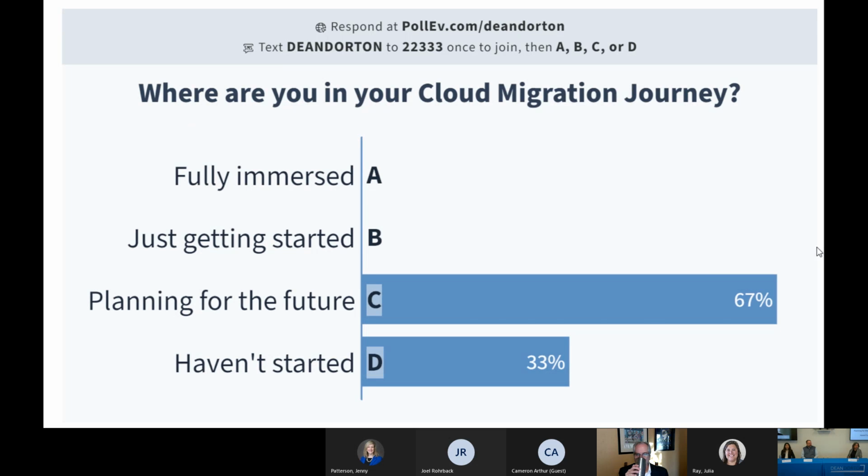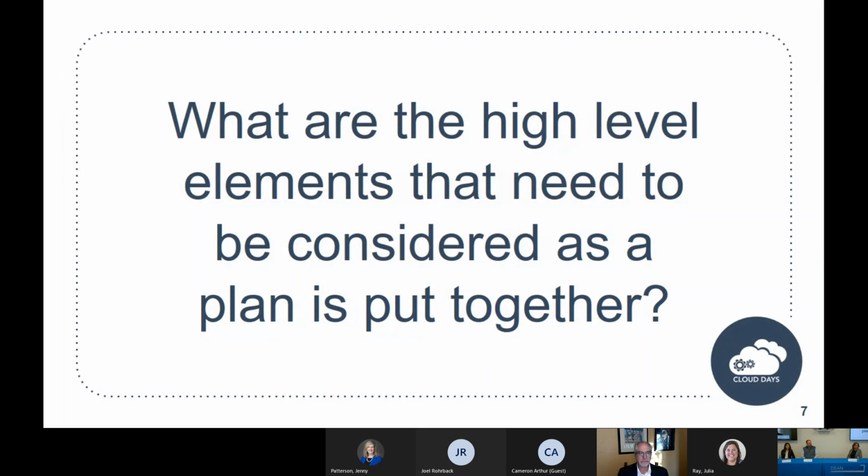Okay, I'm going to move on to our first question. So panel, what do you think are the high-level elements that need to be considered as somebody starts to put a plan together? And I think that fits well with what we just saw from our poll questions. David, do you want to start out? Sure.